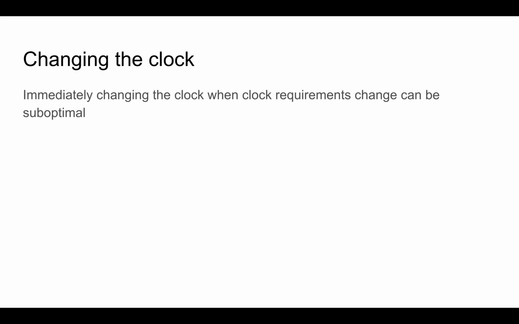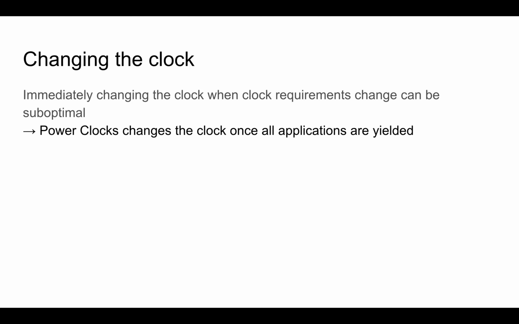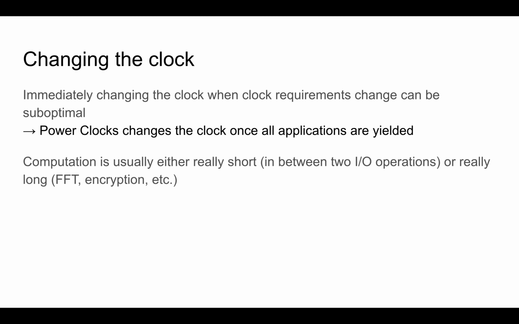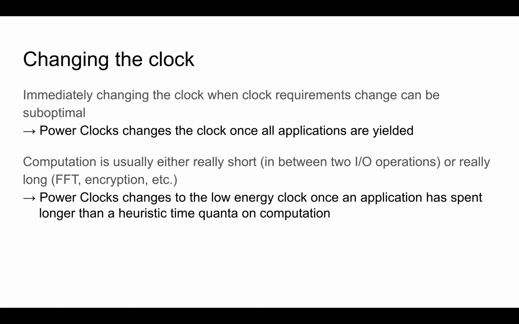To avoid this, the clock is not changed until all operations are yielded, signaling that they have submitted their clock requests. Another aspect to take into consideration is that computation is usually either really short, such as in between two I/O operations, or really long, such as FFT, encryption, etc. Changing clocks takes time and energy, so we want to avoid changing the clock for very short computations, for which more energy will be spent changing the clock than saved by using an optimal clock. As a result, for compute operations, PowerClocks changes to the low energy clock only once an application has spent longer than a heuristic time quanta on computation.